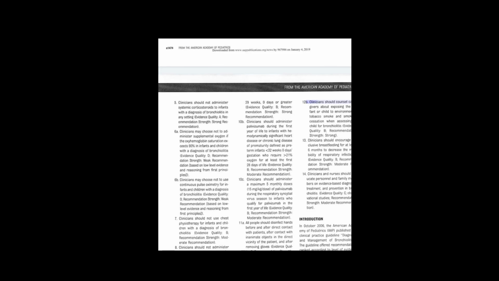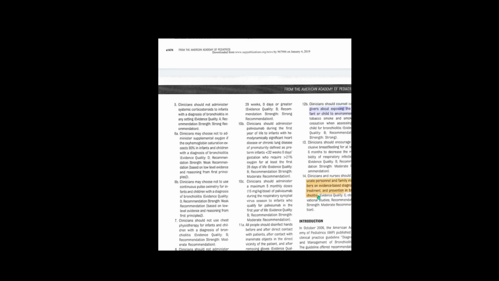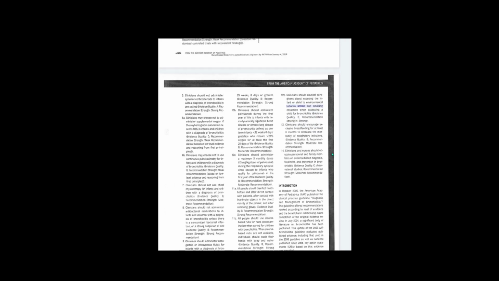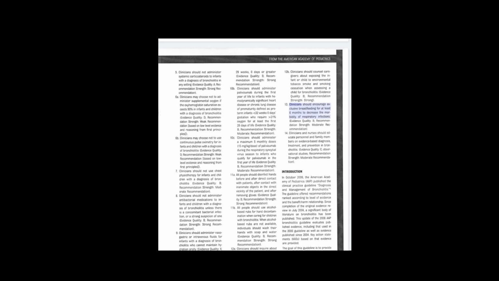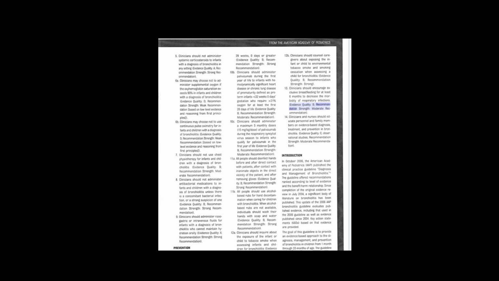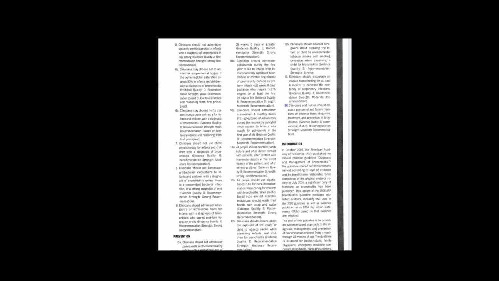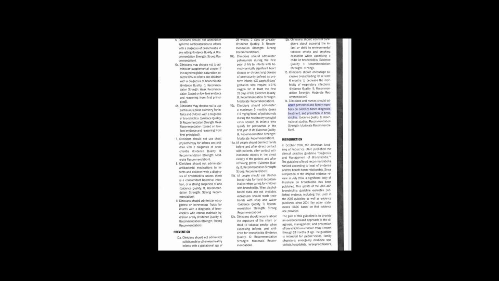12a. Clinicians should inquire about the exposure of the infant or child to tobacco smoke when assessing infants and children for bronchiolitis. 12b. Clinicians should counsel caregivers about exposing the infant or child to tobacco smoke. 13. Clinicians should encourage exclusive breastfeeding for at least 6 months to decrease the morbidity of respiratory infections. Evidence quality B. Recommendation strength, moderate recommendation. 14. Clinicians and nurses should adopt evidence-based diagnosis, treatment, and prevention of bronchiolitis.